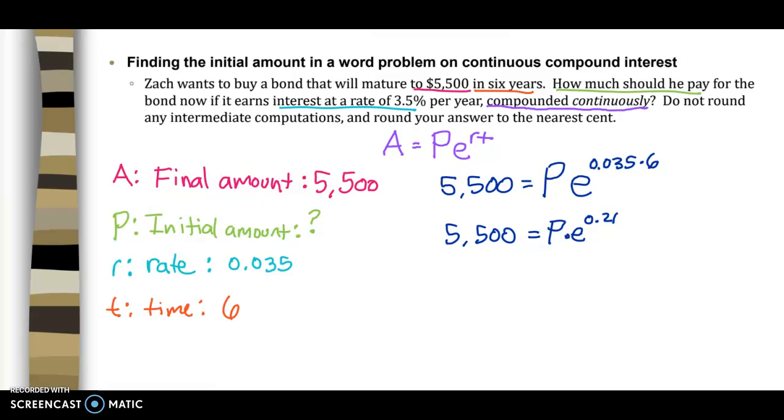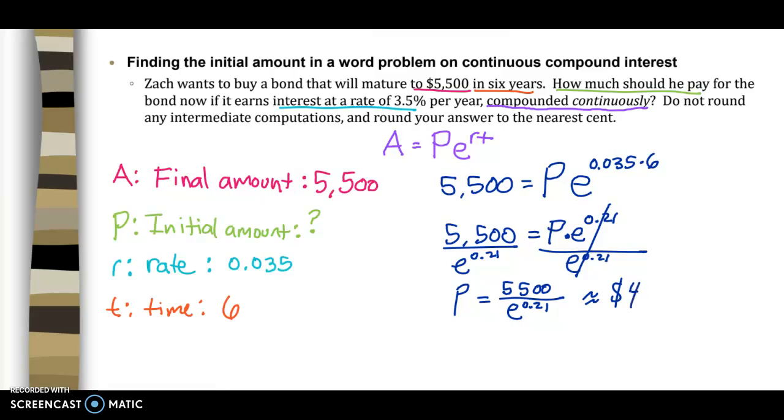Now how would we solve for P? P is just being multiplied by this E. We don't have anything added over here. So if we were to just divide both sides by E to the 0.21, then this E to the 0.21 would go to 1, and we would get P is equal to 5,500 divided by E to the 0.21. And after we approximate this on our calculators, we'll get about $4,458.21.